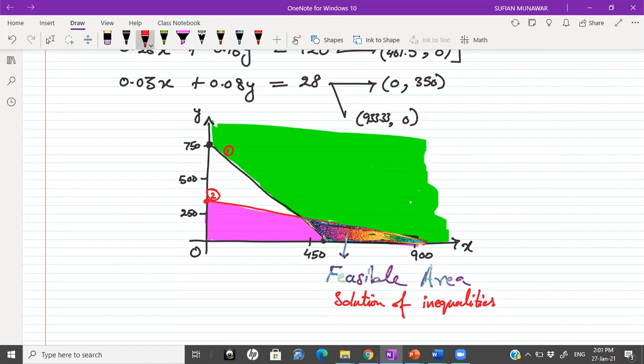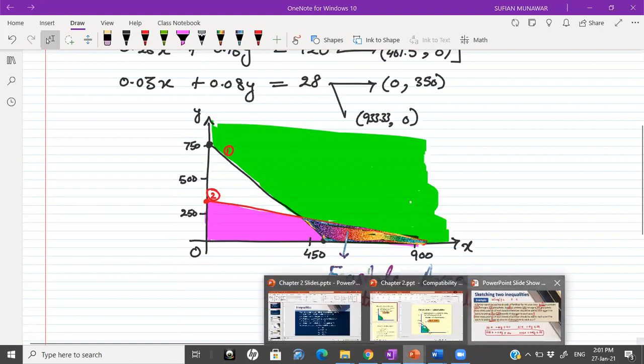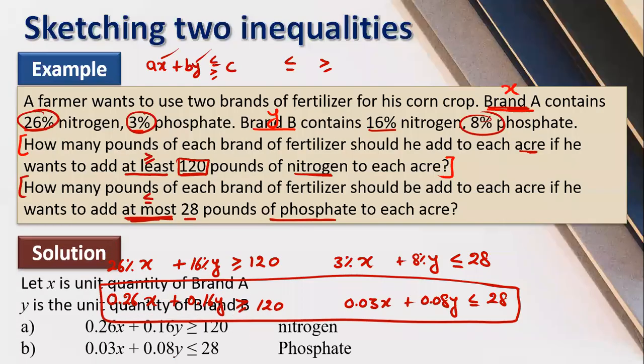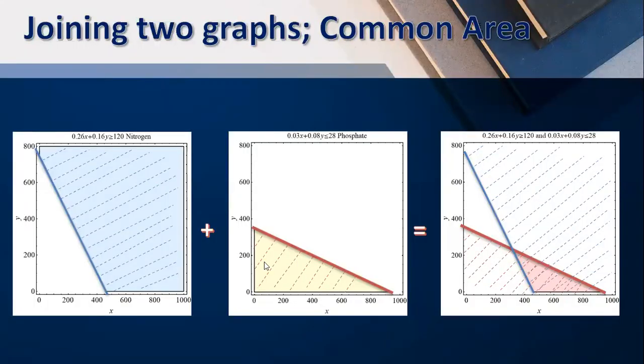Now if you go back to the slides, you can see the solution. I sketched first this one, then separately the second one, and then combined both of them. You should never do it like that. We don't make separate sketches; we do it on the same sketch. It is just to show that if we plot both together, we will get this triangular area.